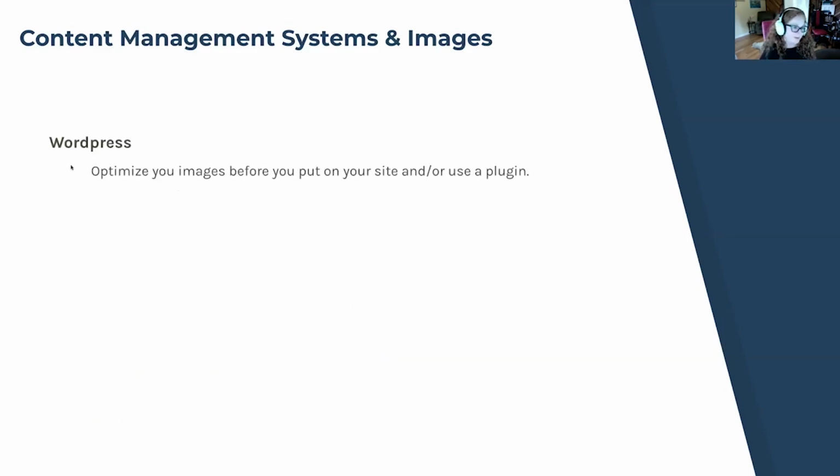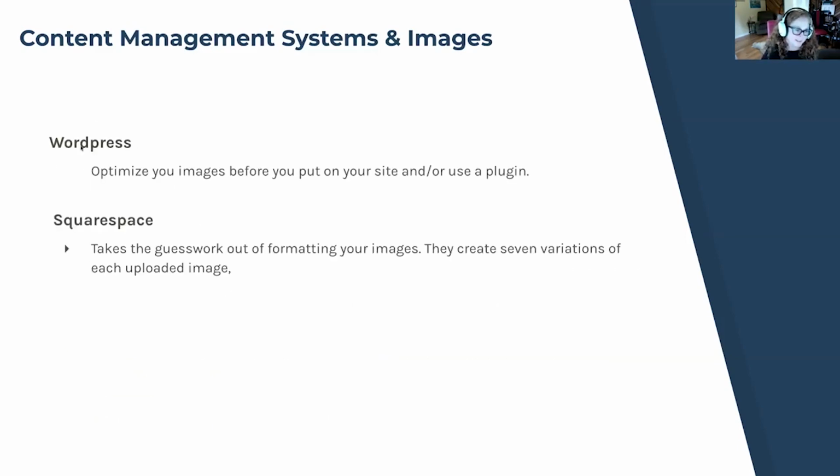Then there is WordPress and Squarespace. With WordPress, you have to optimize the images beforehand. You can upload them and use a plugin to make them lighter. However, you might not make them light enough, so you just want to be really aware of what you're doing. The best way is to resize them, put them up yourself, and then use a plugin as well.